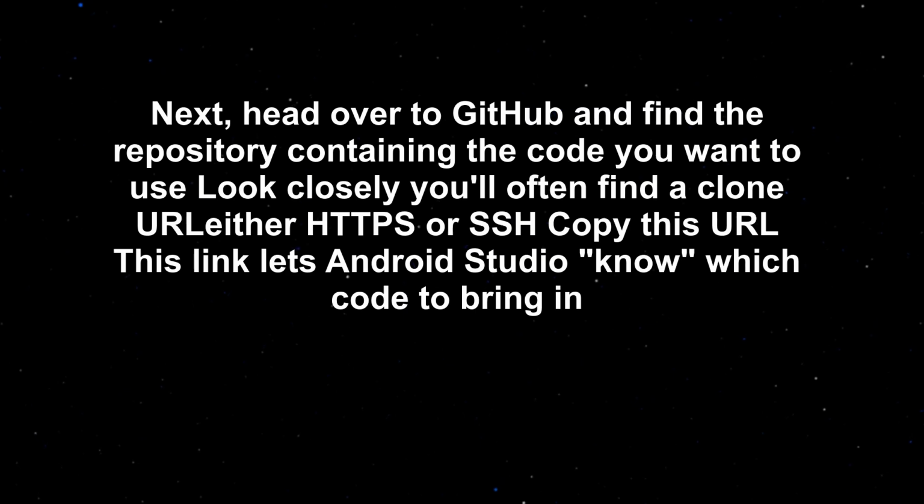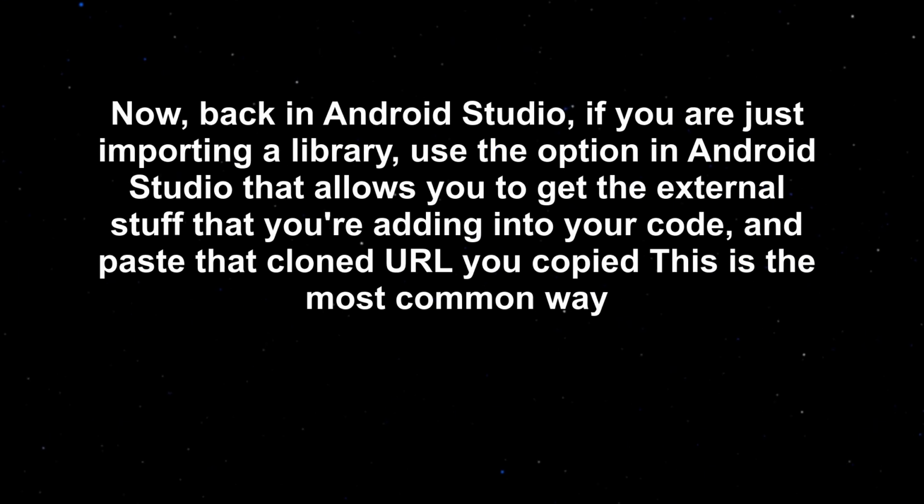Look closely, you'll often find a clone option with either HTTPS or SSH. Copy this URL. This link lets Android Studio know which code to bring in. Now, back in Android Studio, if you are just importing a library, use the option in Android Studio that allows you to get the external code you're adding into your project, and paste that cloned URL you copied. This is the most common way.